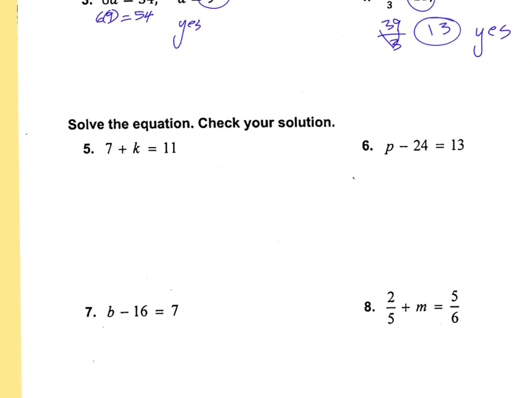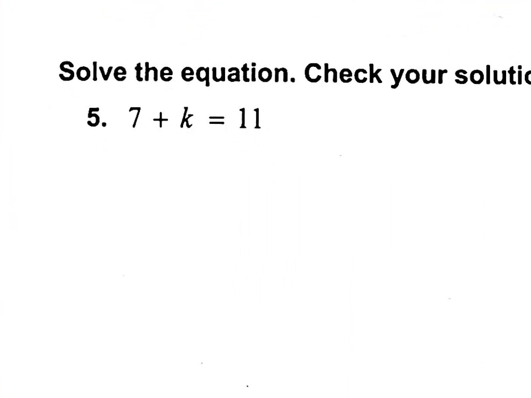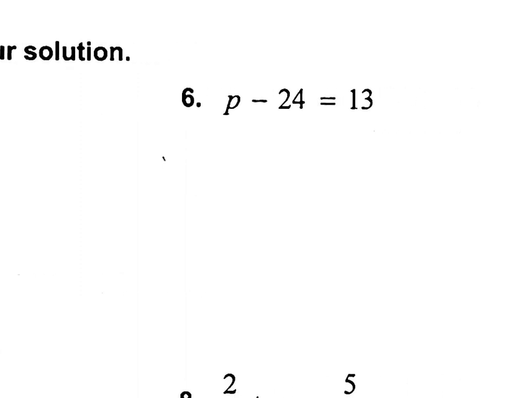Now it wants us to solve the equations. We're kind of going back to what we did yesterday. So we're going to draw our railroad track. We're going to subtract 7 here, subtract 7 here. We get k equals 4. Put a box around it. So there is that one. Try number 6 on your own.